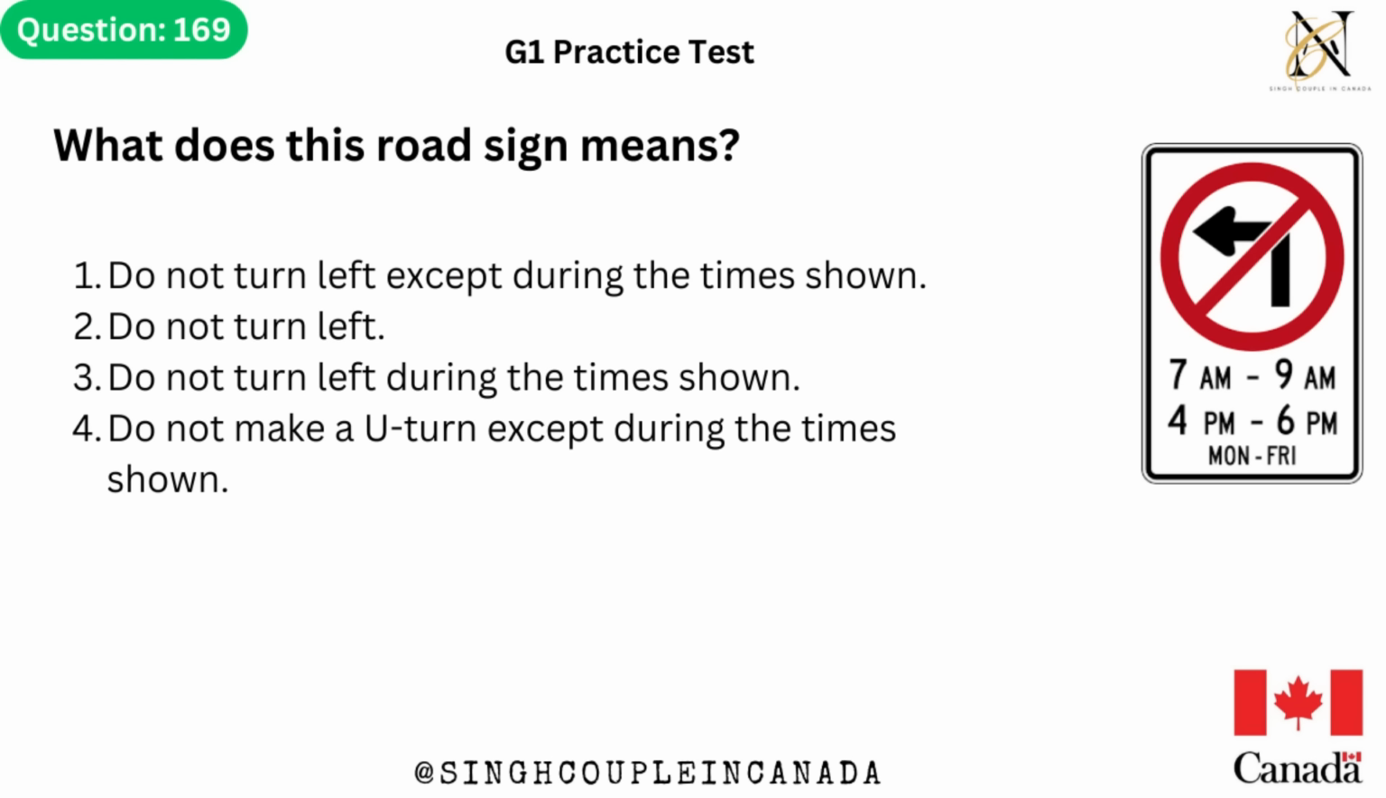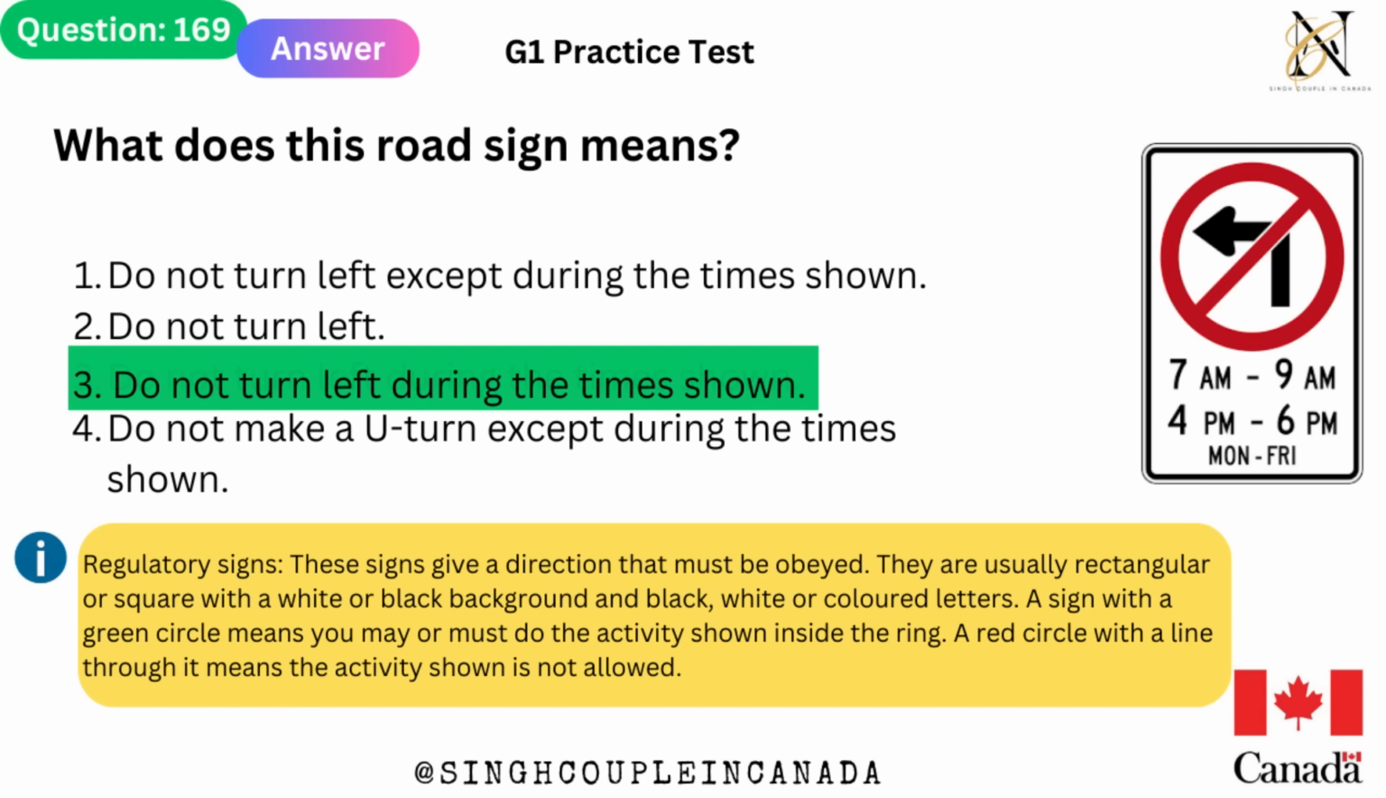What does this road sign mean? 1. Do not turn left except during the times shown. 2. Do not turn left. 3. Do not turn left during the times shown. 4. Do not make a U-turn except during the times shown. The answer is 3. Do not turn left during the times shown.